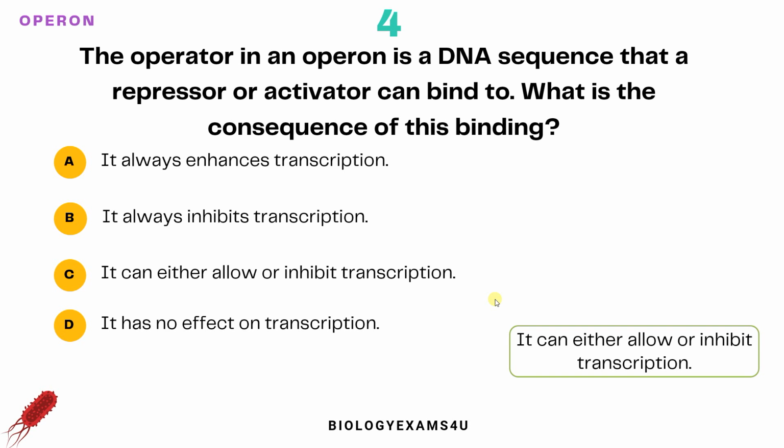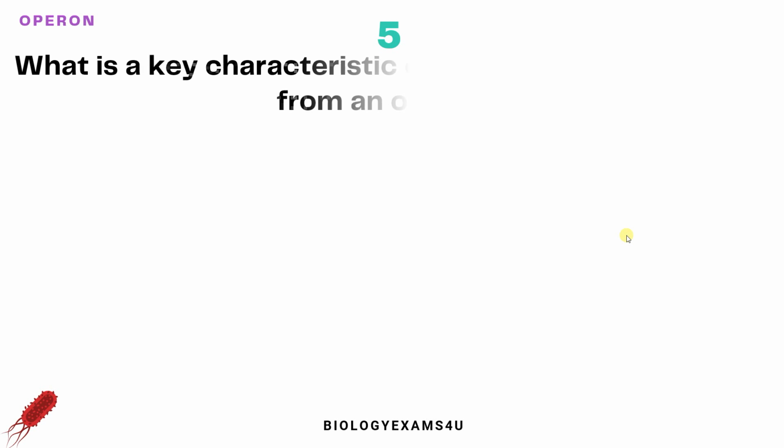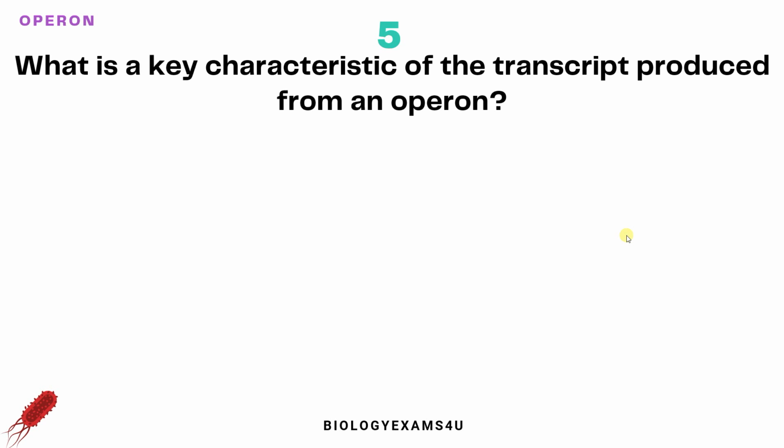The correct answer is it can either allow or inhibit transcription. So this is the operator. If the repressor binds to this operator, it inhibits transcription. If an activator binds to this operator, it activates transcription. Question number 5. What is the key characteristic of the transcript produced from an operon?